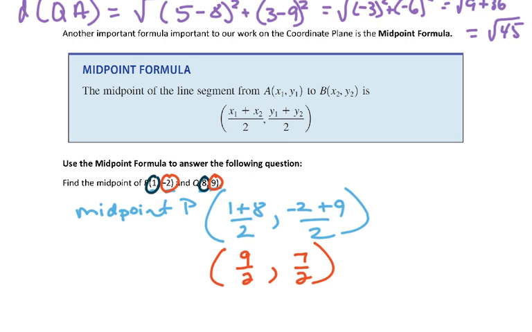And that's it for looking at our two formulas, the distance formula and midpoint formula, as we start to look at the coordinate plane.